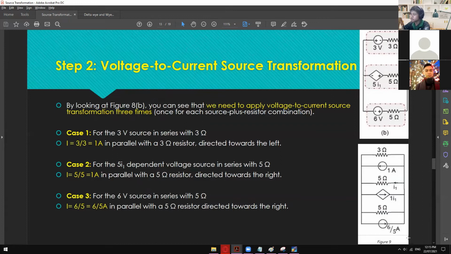So I hope it's clear. From series, of course, it became a parallel connection. And wherever your positive sign is, of course, the same applies. So that is where your arrow will be pointing for the current source. Okay, I'll give you guys 10 to 20 seconds to analyze how we came up from this circuit into this circuit.